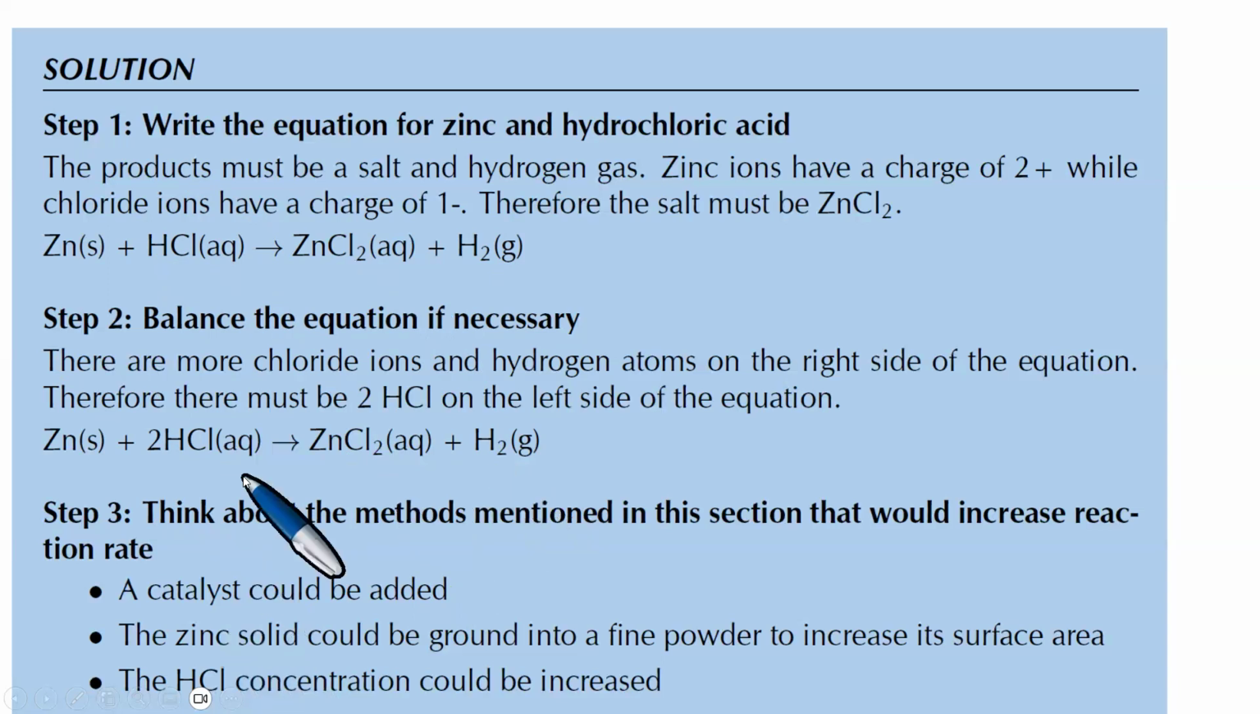How would you increase the rate? Think about the methods mentioned in the section that would increase the reaction rate. How can we make sure that this reaction is faster? We're dealing with a solid and an aqueous HCl, hydrochloric acid. A catalyst can be added. If we don't want to add a catalyst, because zinc is a solid, we can grind it into a fine powder to increase its surface area. Or we can increase the concentration of the HCl. These are three ways you can use to increase the rate of the reaction.